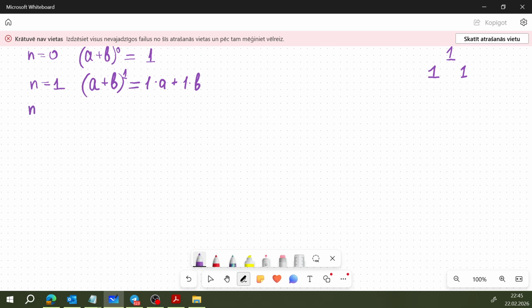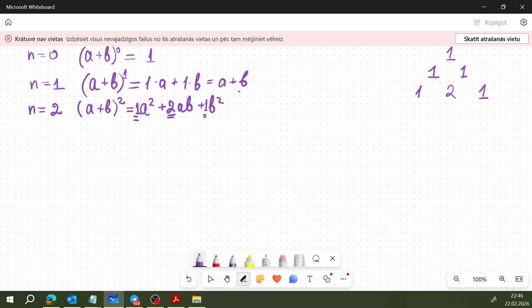Then, if I take n equals 2, it will be a plus b squared, and you can open it as a squared plus 2ab plus b squared. You can see here the numerical coefficient is just 1. Here the numerical coefficient is 2. And here the numerical coefficient is 1. So it means that here you will have 1, 2, and 1.